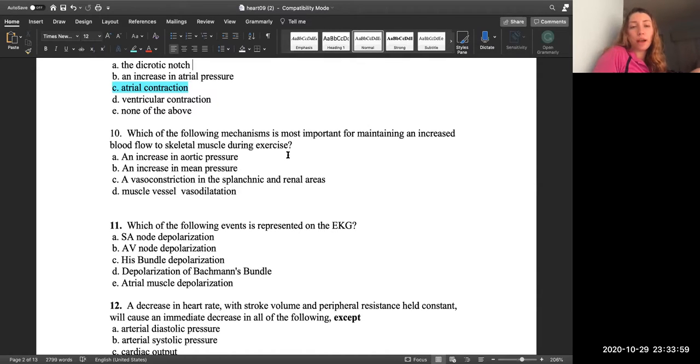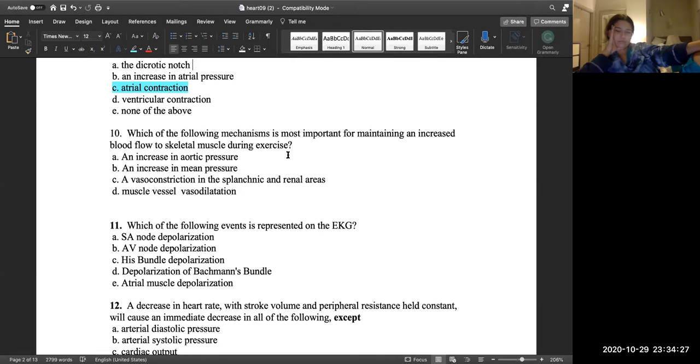Which of the following mechanisms is the most important for maintaining an increased blood flow to skeletal muscle during exercise? A, an increase in aortic pressure. B, an increase in mean pressure. C, a vasoconstriction of the splenic and renal areas. And D, skeletal muscle vasodilation.